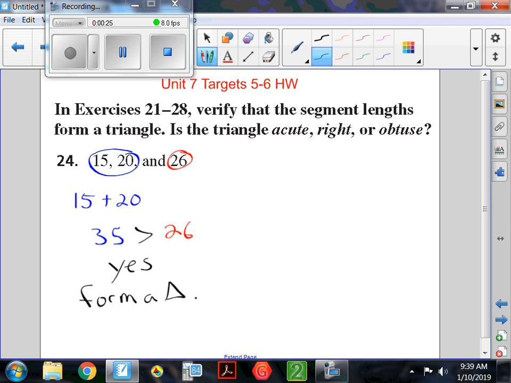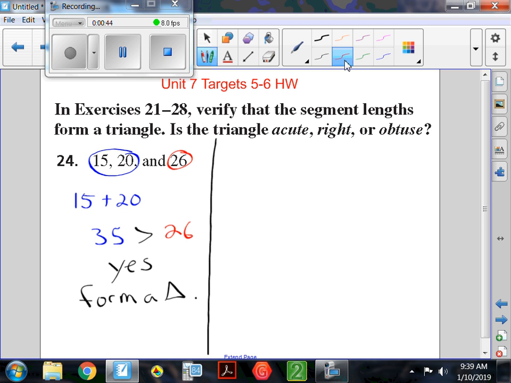If the two sides that are smaller added together would have been less than 26, then it would not have formed a triangle. As a separate skill, not really related to the first one, we're going to determine what type of triangle it is. So I'm going to look at the idea of a squared plus b squared equals c squared, which is our Pythagorean theorem.